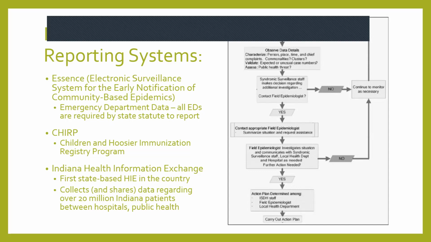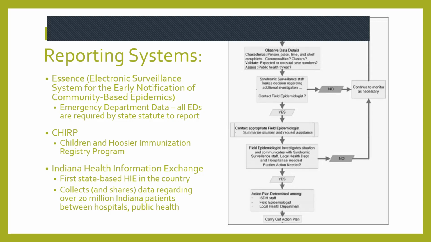And then in many cases, the state will send that data up the pipeline to the CDC. So, of course, if there's something going on, we observe the person and we validate it. If it's an expected or unusual case, we assess if it's a public health threat. And if it meets those categorizations, then we will send it up into the ESSENCE system.